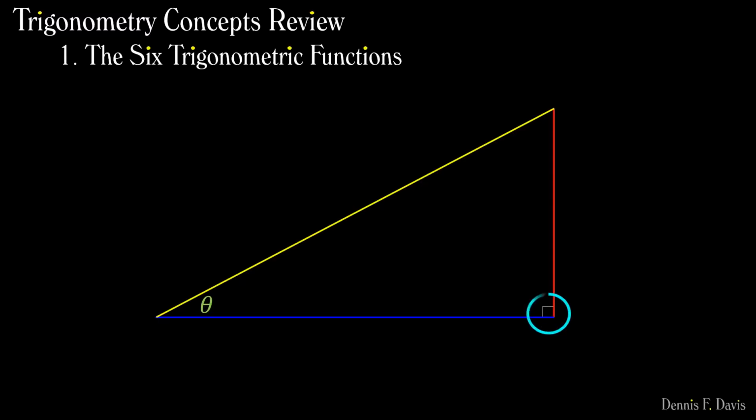The square symbol in the corner means the angle is a right angle. Each side of the triangle has a special name from the perspective of angle theta. The side that's opposite, that is, the red one across the triangle from theta, is called the opposite side, usually abbreviated OPP. The longest side, which will always be the side across from the right angle, is called the hypotenuse, abbreviated HYP. The blue side that we lined up with the blue guide is called the adjacent side, ADJ, because it's right next to theta.